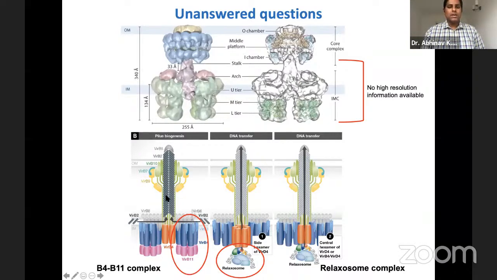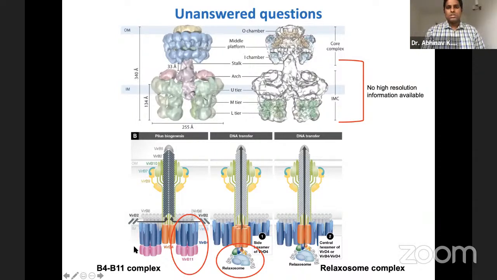And then in pilus biogenesis, as I said, there are three ATPases, two out of which sit on top of each other as heterohexamers to power the system. We don't know the structure of this part. We also don't know how this DNA replication machinery-like assembly gets recruited to the type 4 system and interacts with it to start the process of transport. So these are a few questions which we've been trying to answer in our group.